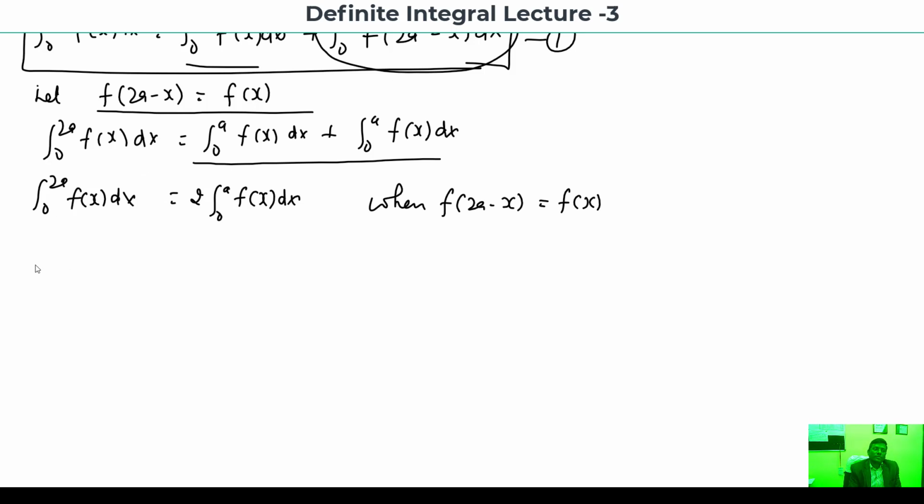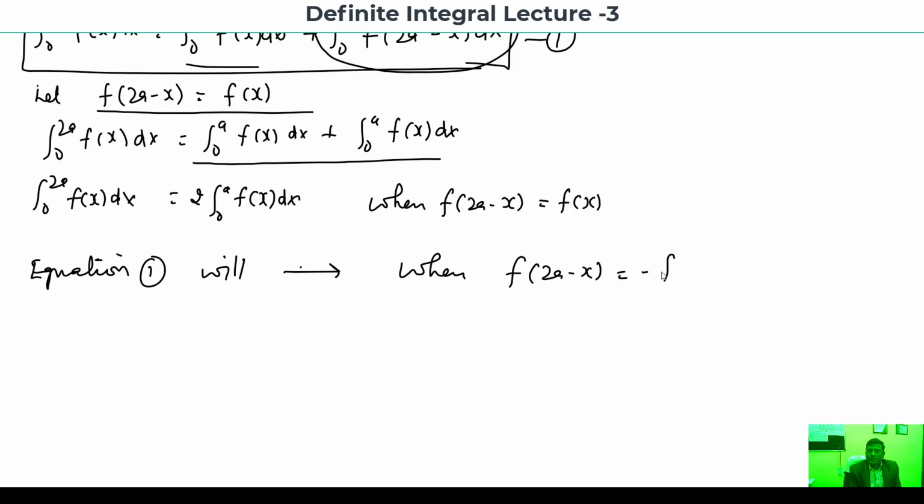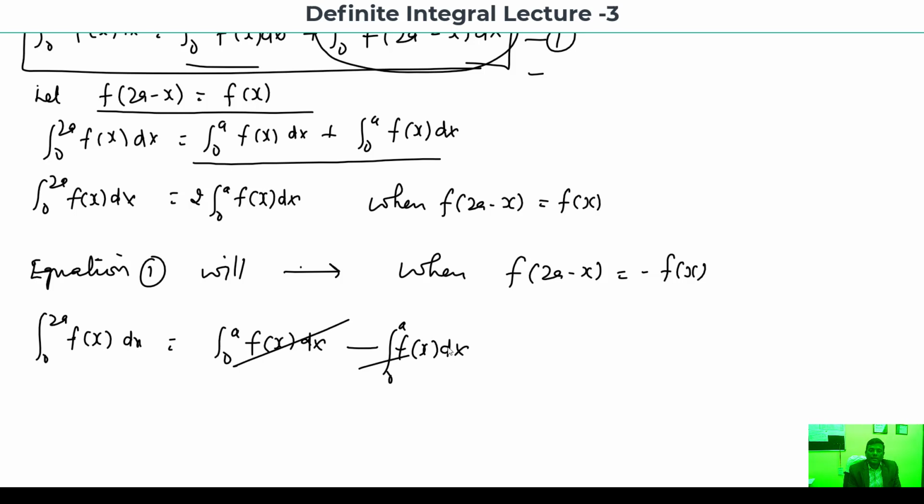And equation 1 when f(2a minus x) equals minus f(x): then the first integral, from 0 to a of f(x) dx, is equal to the integral from 0 to a of f(x) dx, and the second becomes minus f(x), minus the integral from 0 to a of f(x) dx, that means 0.